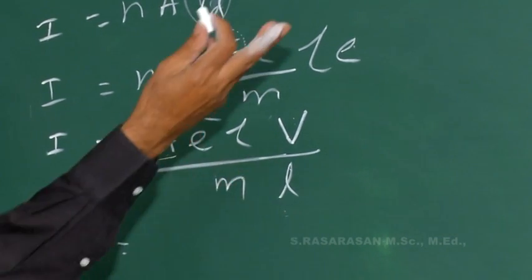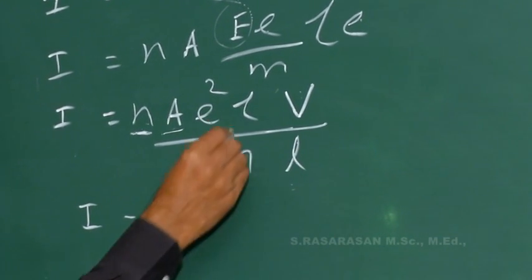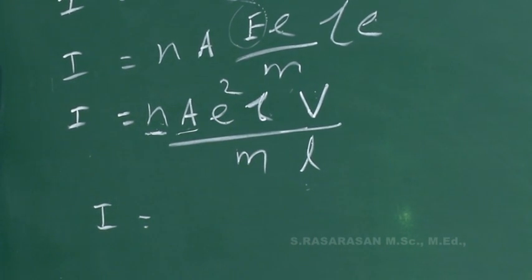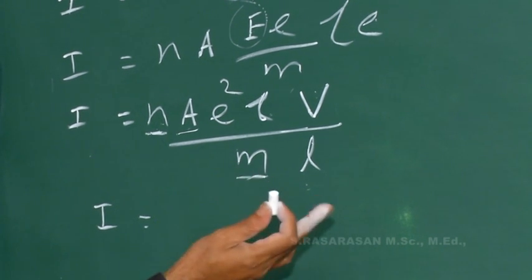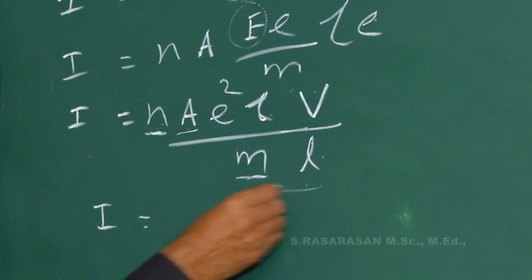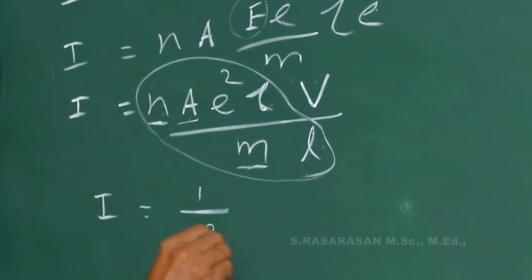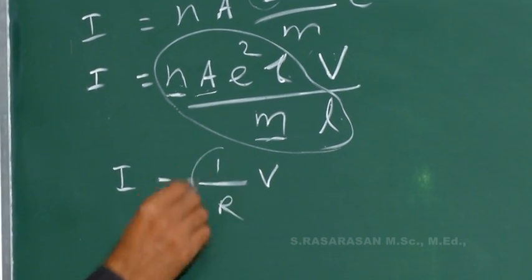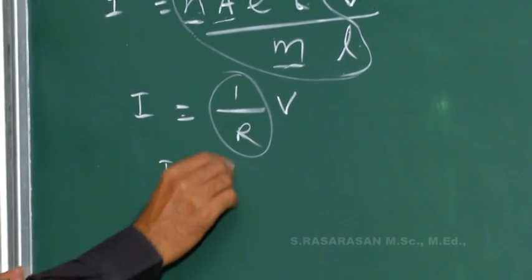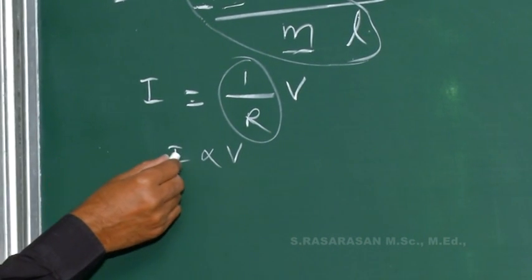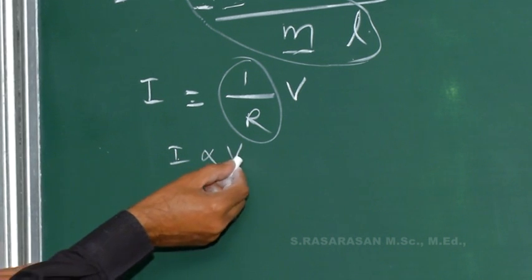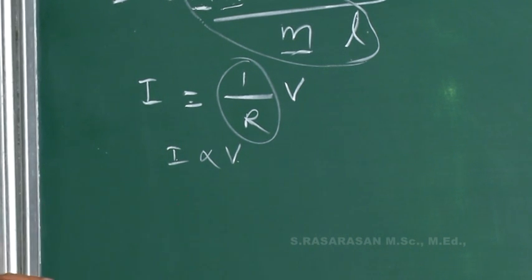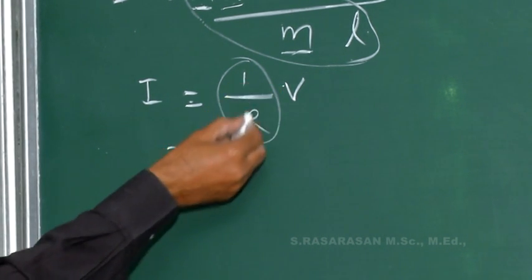The charge of any electron is the same, 1.6 × 10^-19. At a constant temperature, room temperature, the relaxation time, the time interval between two collisions, is constant. It depends on temperature. The mass of the electron is always constant. For a given conductor, the length is constant. This constant is 1/R into V. This is the law proposed by George Simon Ohm: I is proportional to V. At a constant temperature, the steady current flowing through a conductor is directly proportional to the potential difference between its two ends. That is Ohm's law. Right, Ohm's law is not the important thing here. Instead of 1/R, they have put this.